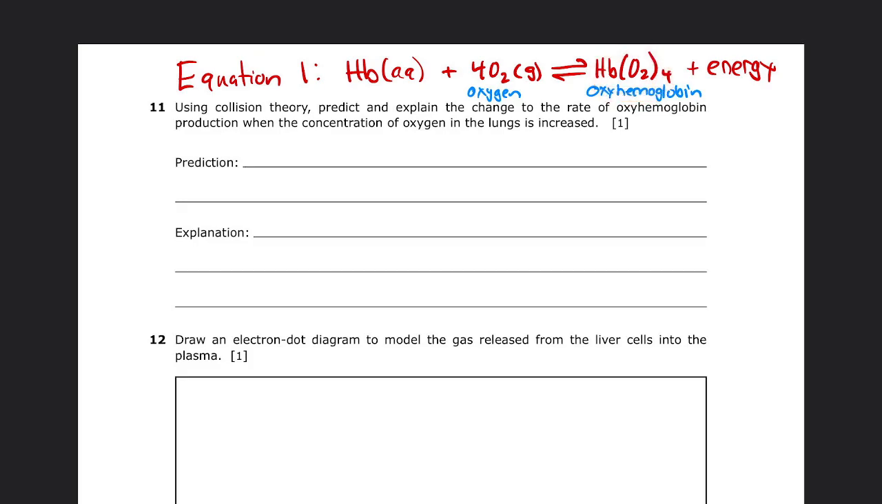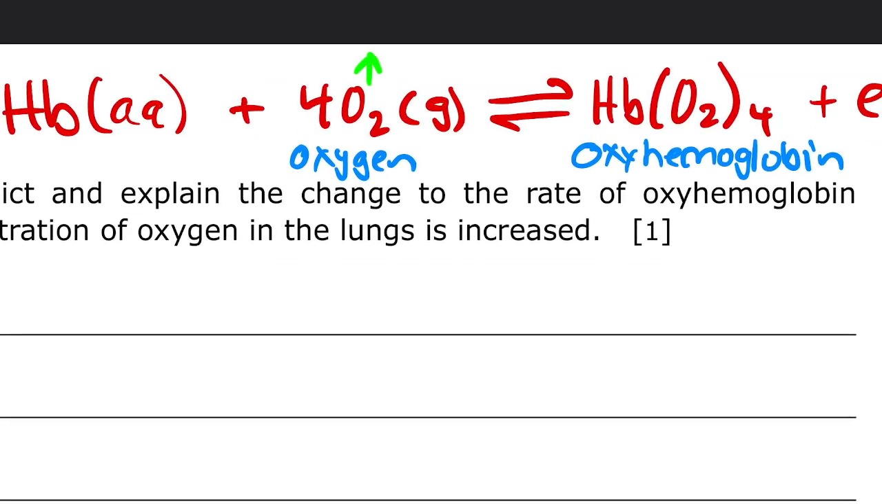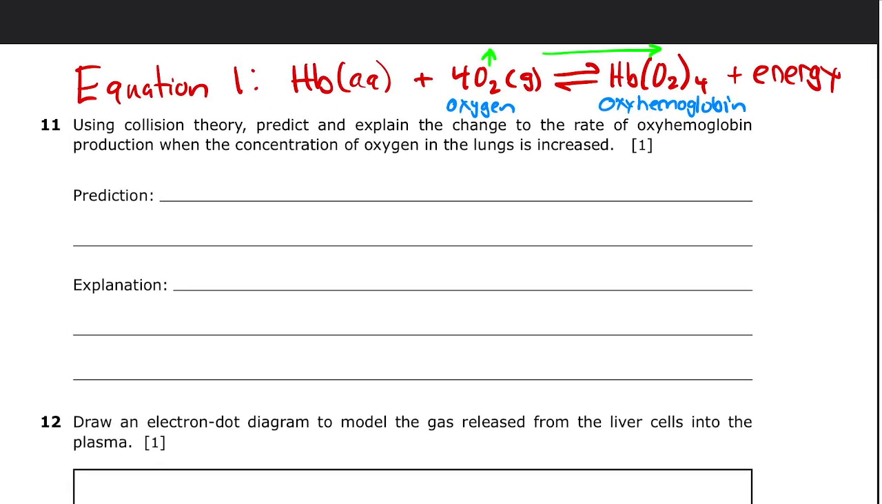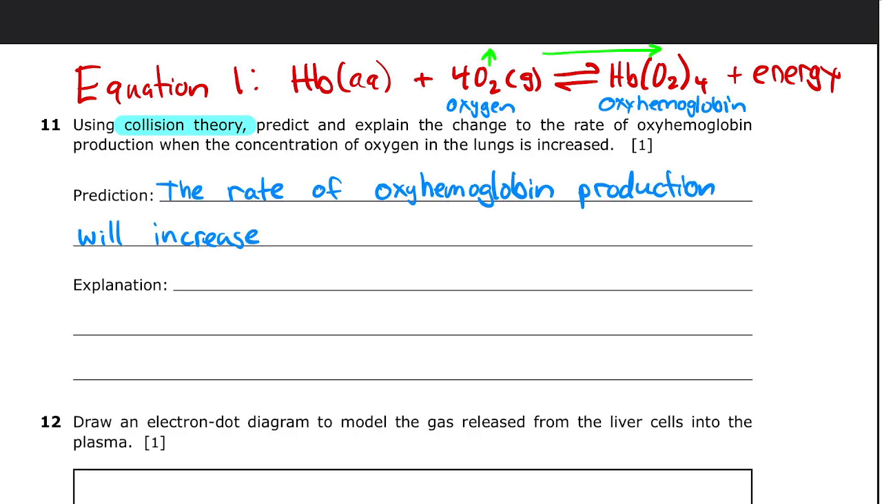Well, according to Le Chatelier's principle, if we increase the amount of oxygen, we're going to cause a stress on the system, thus temporarily increasing the rate of the forward reaction, which will increase the amount of oxyhemoglobin produced. But before you go and say that, be careful what the question is actually asking, because the question is asking you to use collision theory. It's not asking you to explain Le Chatelier's principle. Right, we know in terms of Le Chatelier's principle that oxyhemoglobin is going to increase, so we can definitely go ahead and write that down.